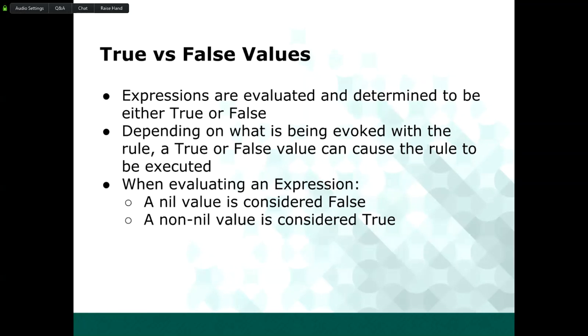So our expressions will be evaluated and determined to be either true or false. So depending on what is being evoked with the rule, a true or false value can cause the rule to be executed. When evaluating an expression, a nil value is going to be considered false, whereas a non-nil value will be considered true.